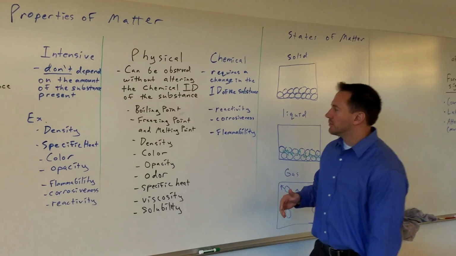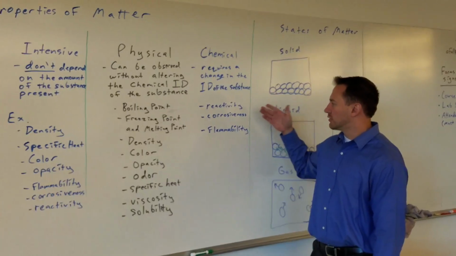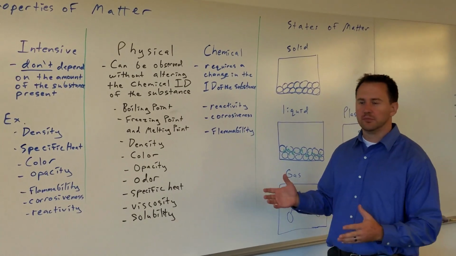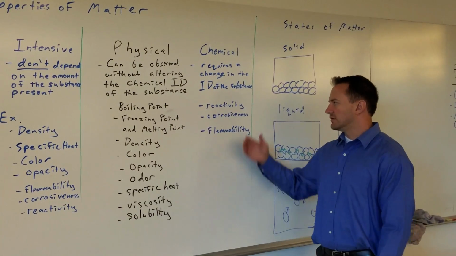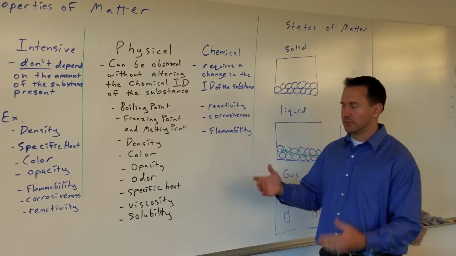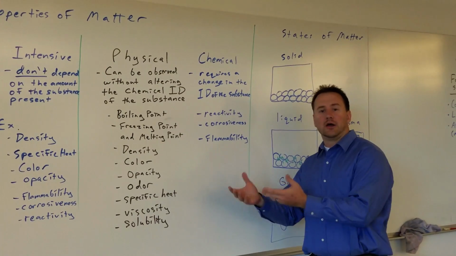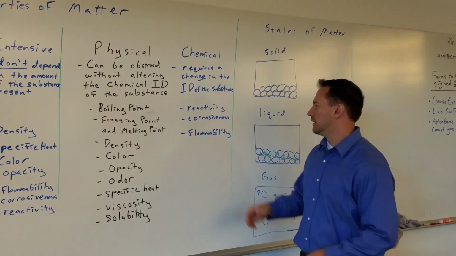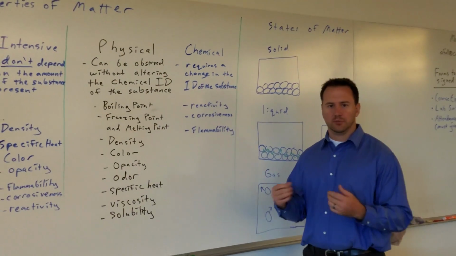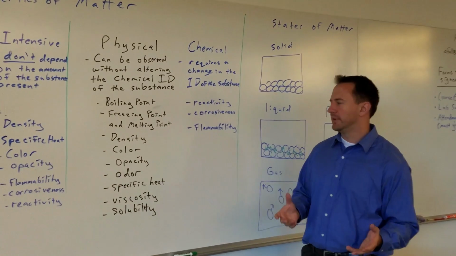Chemical properties that you could observe would include reactivity, corrosiveness, and flammability. Those are the three main ones, because anytime you react something, it's forming a new substance. If something corrodes, it's now forming something new, like pure iron can rust into iron oxide. And then flammability, if you burn something, it's obviously not the same compound anymore.